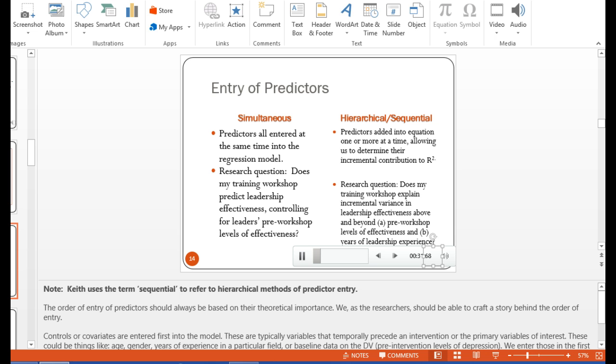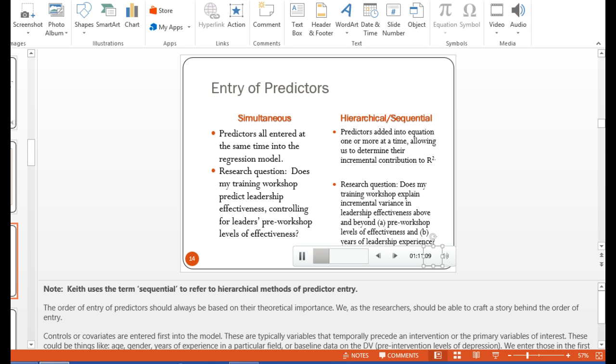Just in the two predictor case, for example, if we had a training workshop to change or increase leadership effectiveness, we would want to control for these participants' pre-workshop levels of leadership effectiveness. So we want to understand, is our intervention working the way that we expect it to when we're controlling for what the participants already had coming in, or their baseline levels. That's a really simple, elegant analysis, and sometimes that's all you need, so that's useful.